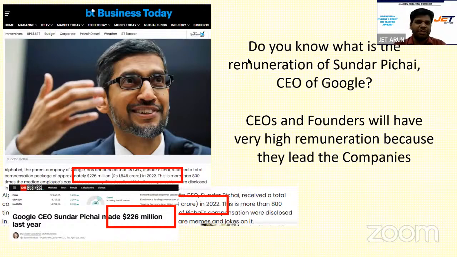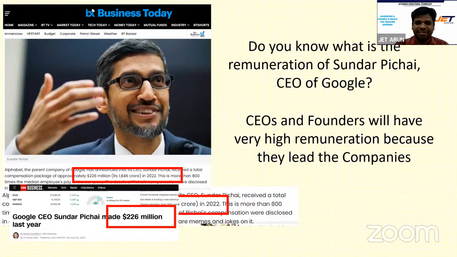Students, the CEO of Google you all know. CEO of Google is Sundar Pichai. You may not know, but his remuneration is 1,800 crores per annum. He has completed his graduation from IIT Kharagpur. He is a BTech from IIT. He has done his engineering from IIT Kharagpur. His salary is 1,800 crore per year. That's a staggering amount.